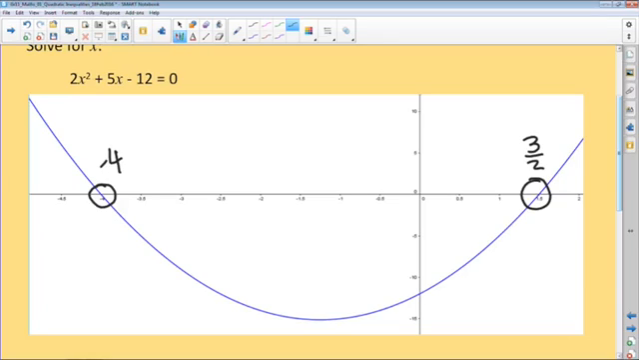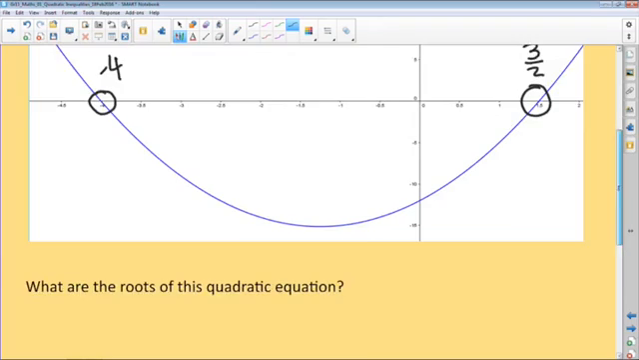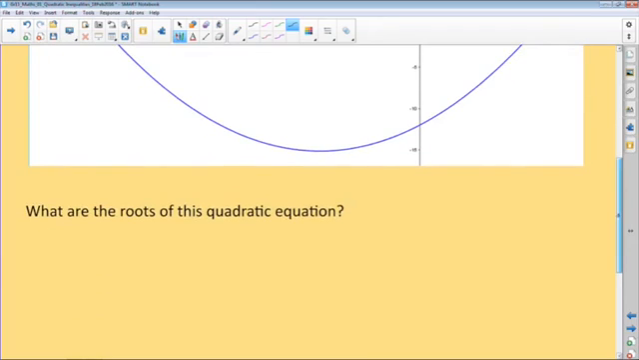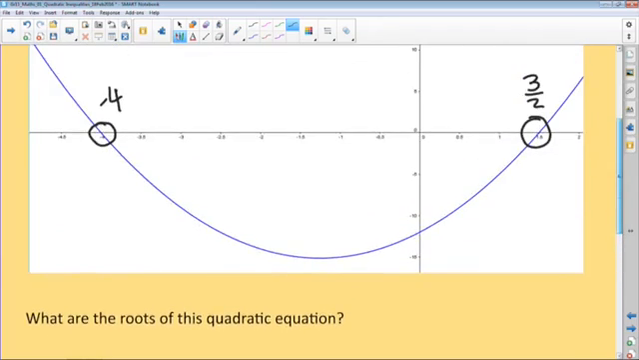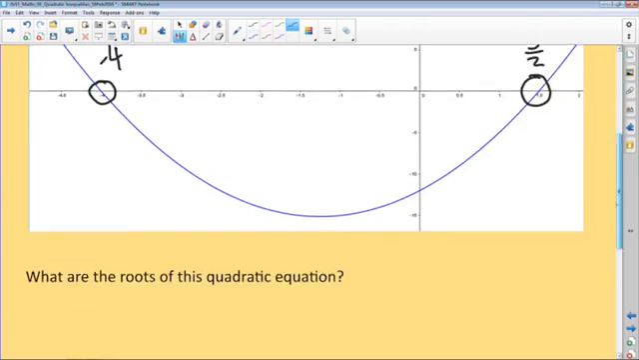So that graph, which in this case is y equals 2x squared plus 5x minus 12, when is it equal to 0? So you're working out the x-intercepts of that graph, right? Now, what are the roots of this equation? These are the roots of the equation, your 3 halves and also the negative 4.